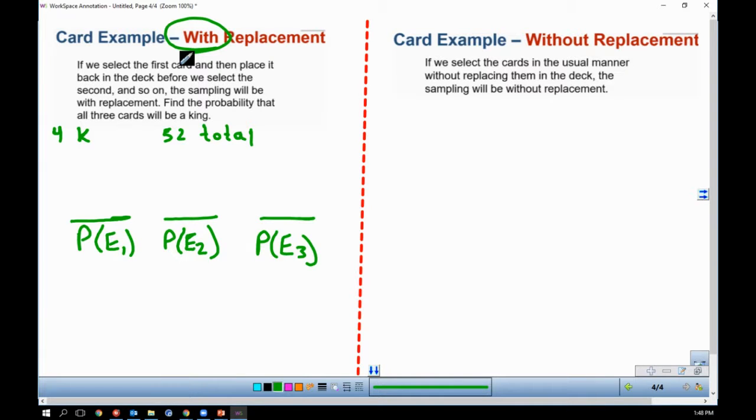4 out of 52, or 1 out of 13. I'm going to replace it before I draw my second card. So what would my probability be on the second card? 4 out of 52. Again, I'm going to replace it before I draw again. So what would my probability be on the third one? 4 out of 52.